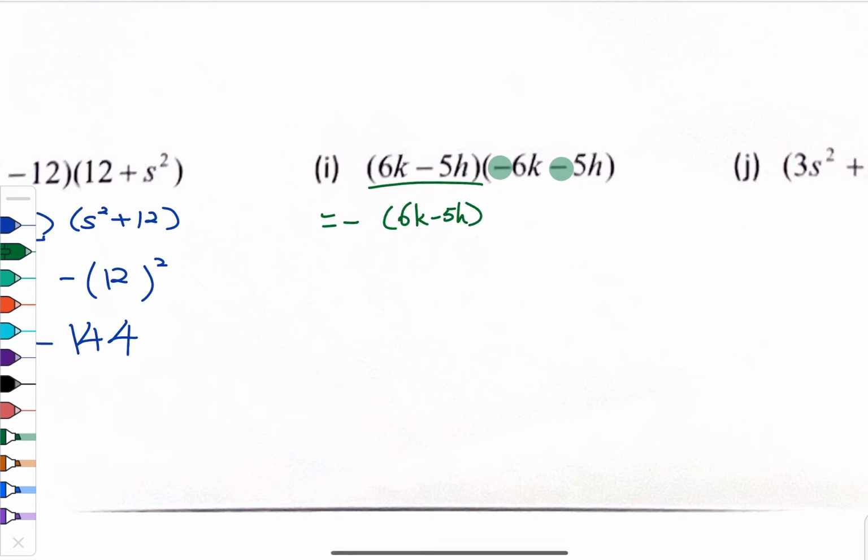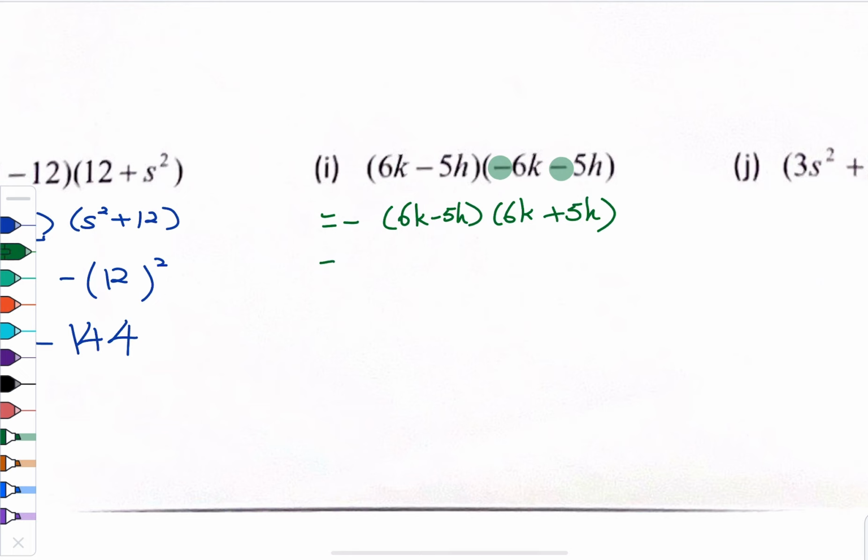This one, no change, of course, but this one, because we take the negatives out only from this side, if you take the negative out from this one, you are just left with 6k. If you take the negative out from this one, you are left with positive 5h, because the negative is gone. So now you will see a minus b, a plus b.